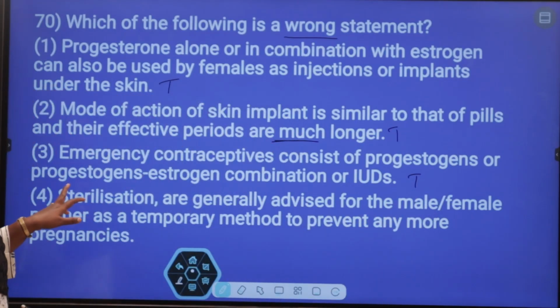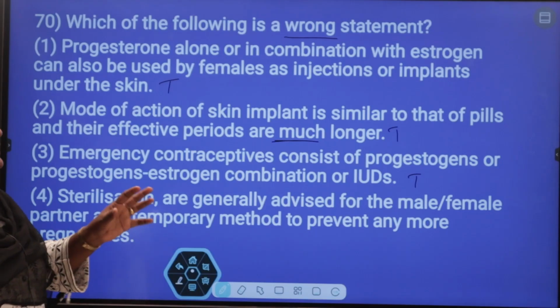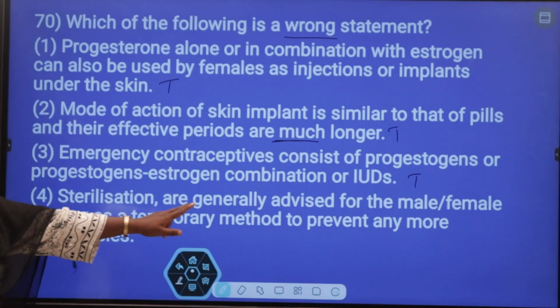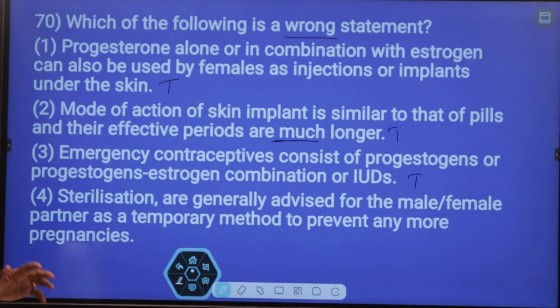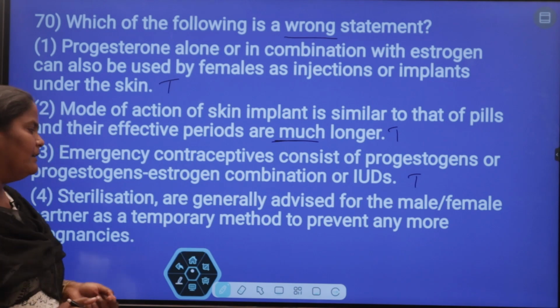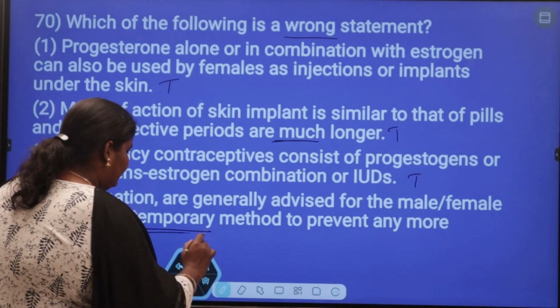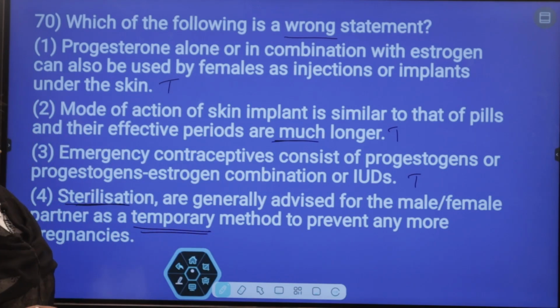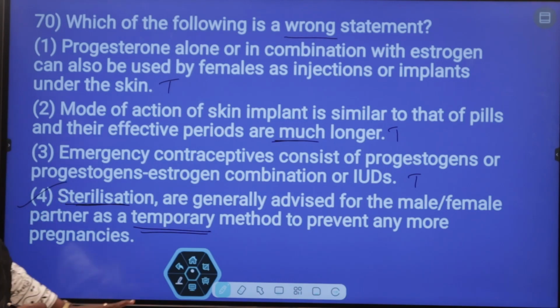Next, sterilizations are generally advised for the male and female partners as a temporary method to prevent any more pregnancies. டக்குன்னு ரீட் பண்ணா இந்த பாயிண்ட் கரெக்டாக இருக்க மாதிரி தான் தோணும். But the keyword is this: sterilization is a terminal method, which is not a temporary method, which is a permanent method. So based on this, the wrong statement is option 4.